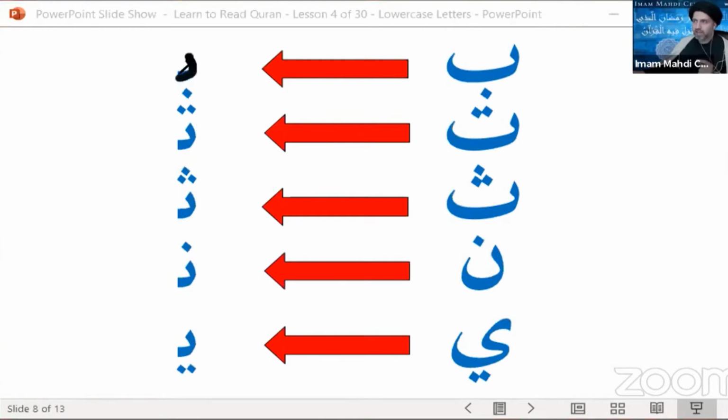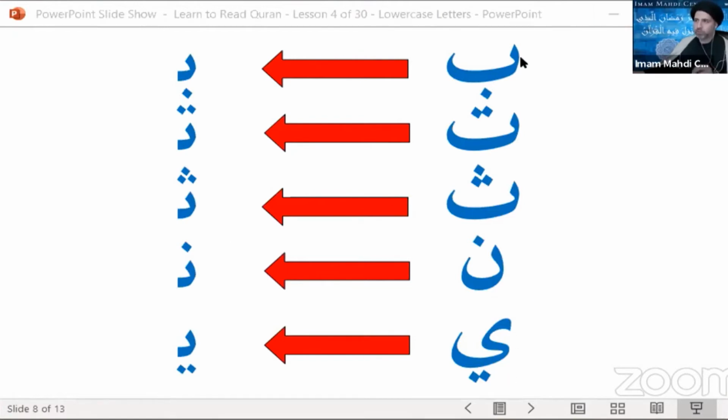This very small curve is the same for all of them. The only difference is in the dots. So we have to remember that Ba has 1 dot underneath, Ta has 2 dots on top, Tha has 3 dots on top, Noon has 1 dot on top and Ya has 2 dots underneath.